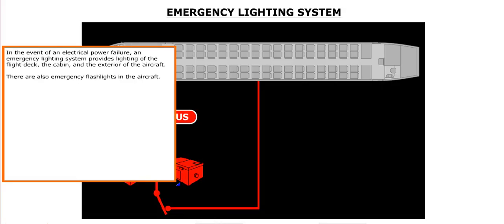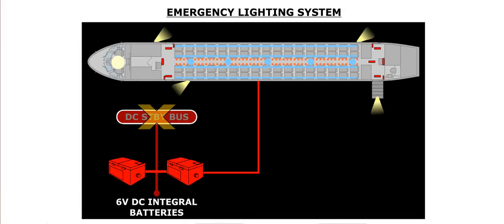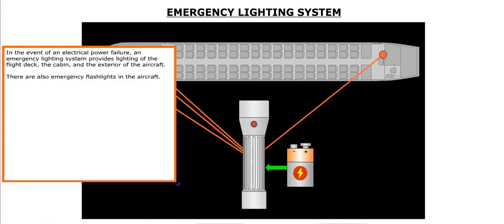In the event of an electrical power failure, an emergency lighting system provides lighting of the flight deck, the cabin, and the exterior of the aircraft. There are also emergency flashlights in the aircraft.